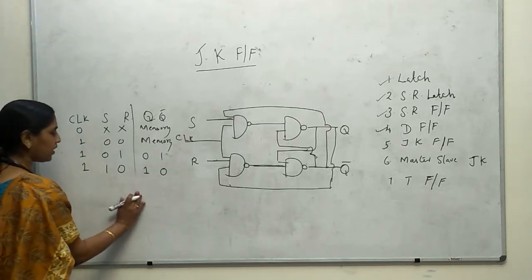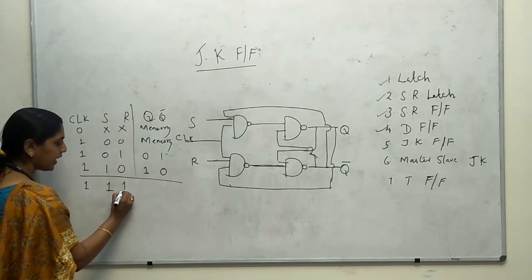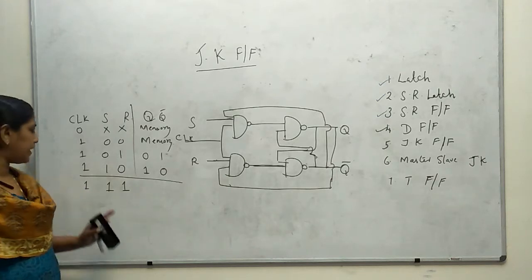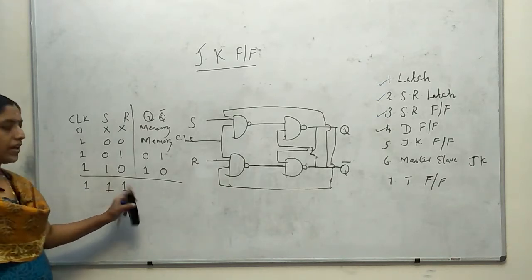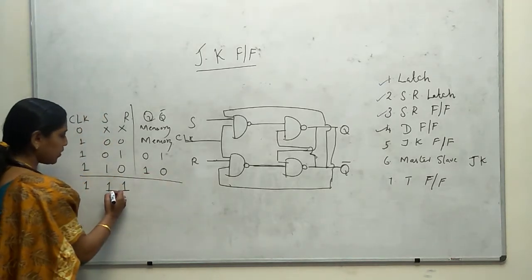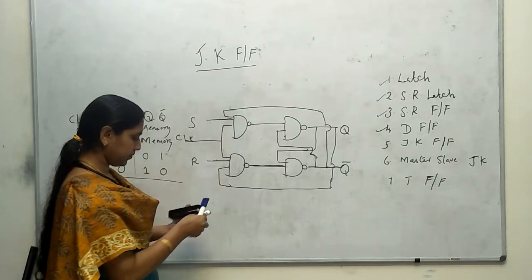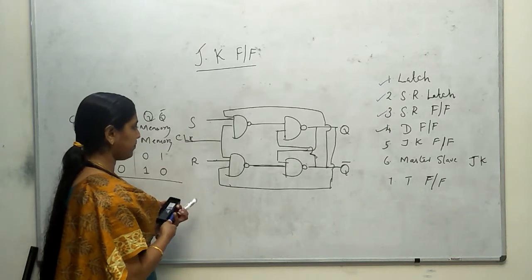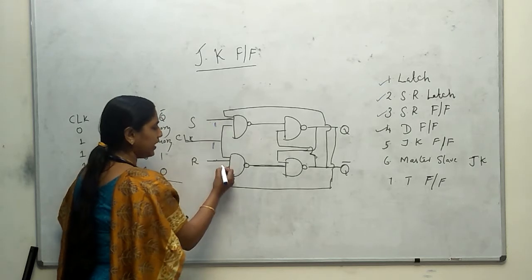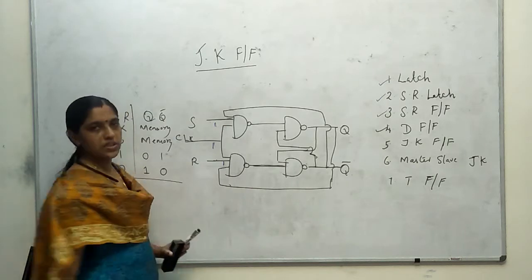But we have to check the last case, where clock is equal to 1, J is equal to 1 and K equal to 1. This is the condition we want to check here: what happens when clock is equal to 1, S is equal to 1 and R is equal to 1. So here we assume that S is equal to 1, and we know that clock is always high, so R is also 1. We know these inputs to the system.